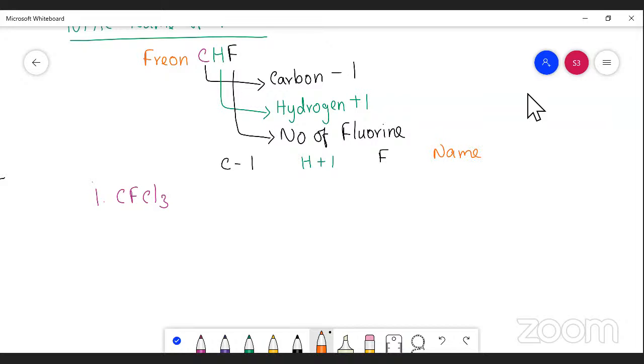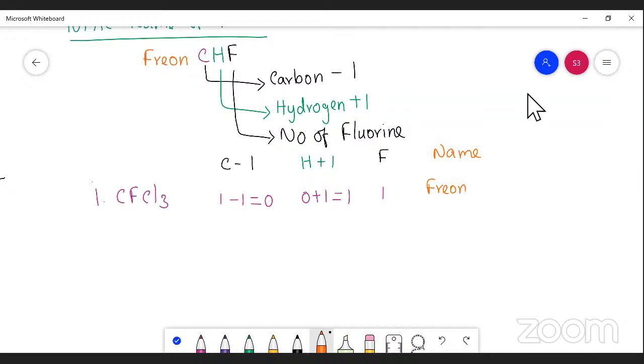Okay. Now, how many carbon? Only one carbon. So 1 minus 1 becomes 0. And how many hydrogen here? There is no hydrogen, so that is 0 plus 1, so it is 1. And how many fluorine? Only one fluorine. So what is the name? Here it is freon.